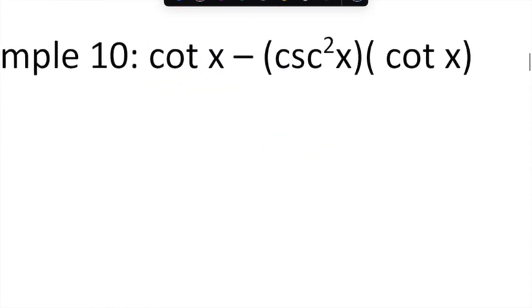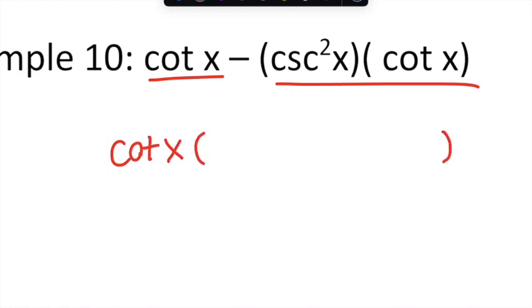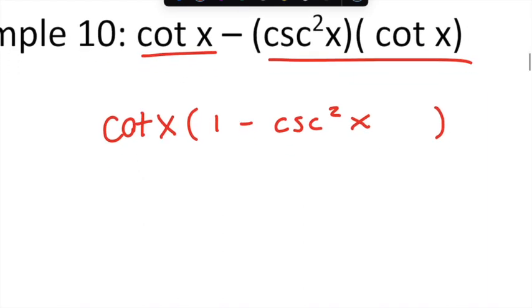All right, so on this last problem here, number 10, some people might think to change this in terms of sine and cosine. We're actually not going to do that here. On this one, since both of these terms have cotangent, we will factor out a cotangent x. When we undistribute a cotangent x, we'll be left with 1 minus cosecant squared x. So we are factoring out a cotangent.